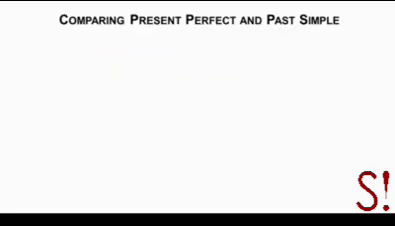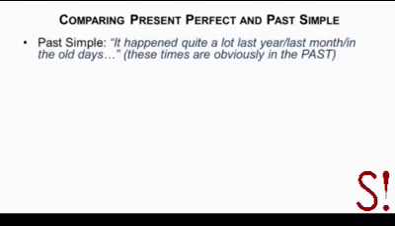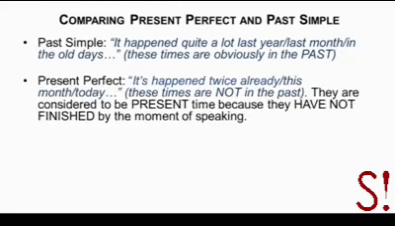Comparing present perfect and past simple. Past simple: it happened quite a lot last year, last month, in the old days. These times are obviously in the past. Present perfect: it's happened twice already, this month, today. These times are not in the past. They are considered to be present time because they have not finished by the moment of speaking.